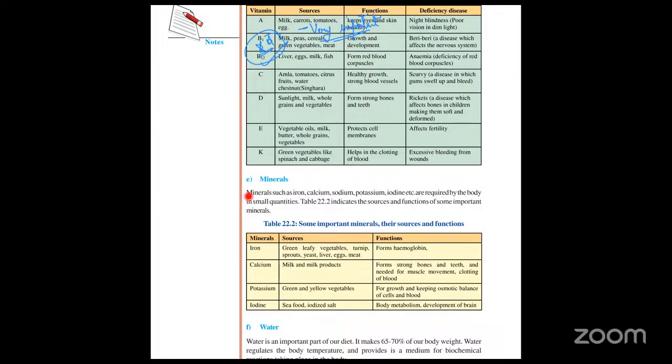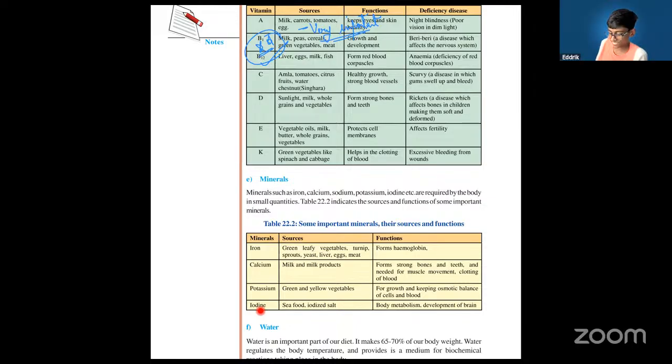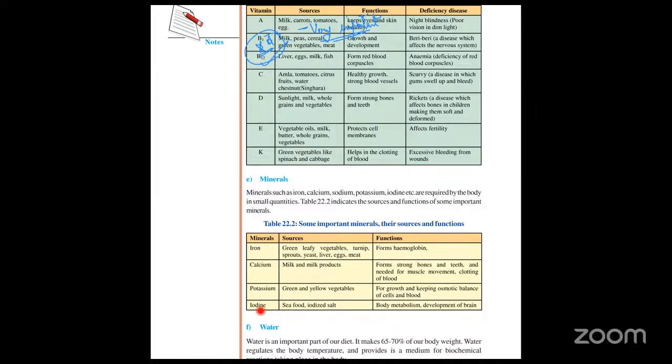Now, today we'll learn about minerals. Minerals such as iron, calcium, sodium, potassium, iodine are required by the body in small quantities. Like iodine. You know goiter? Yes, sir. Goiter is a disease in which the neck gets swollen because of the thyroid gland. To regulate the thyroxine hormone and protect from the disease of goiter, we need iodine in our food. Iodine is in salt, desh ka namak, Tata namak. We need that. Okay, so these things are important.